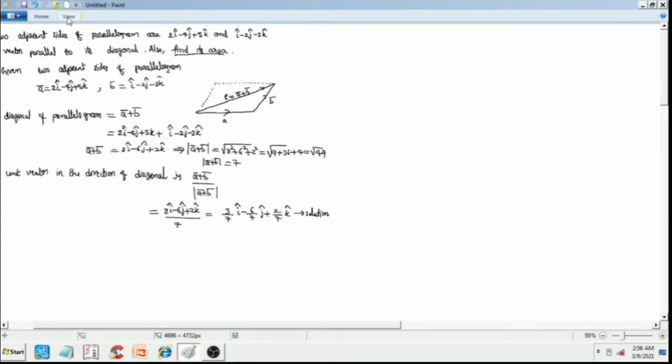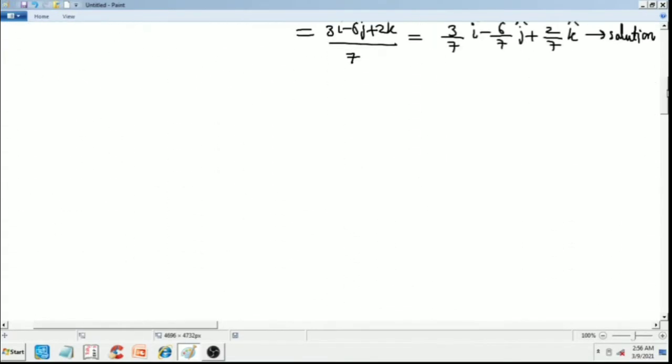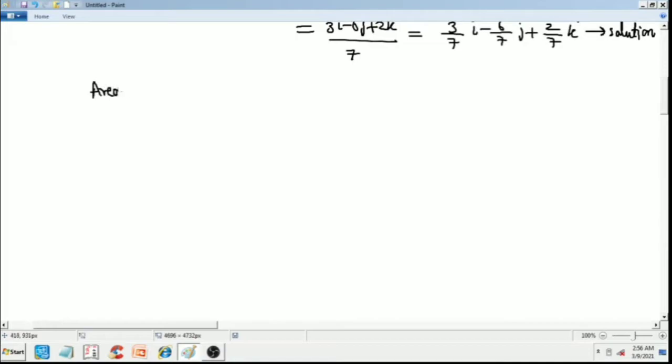Parallelogram. Okay, find the area of the parallelogram. So here, the area of the parallelogram is equal to the modulus of A bar cross B bar. So we need to do A cross B.